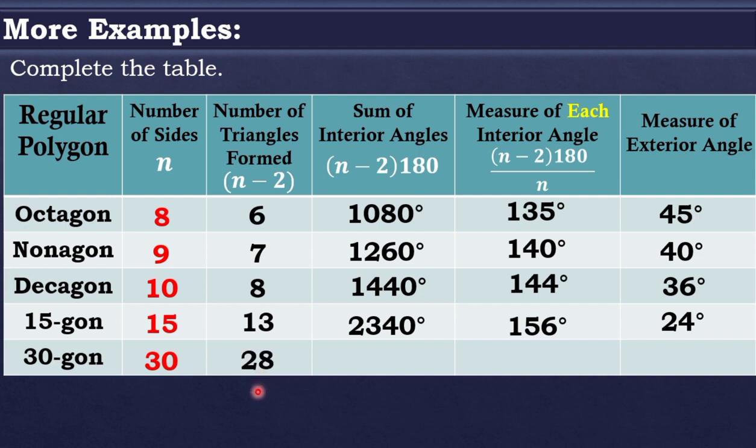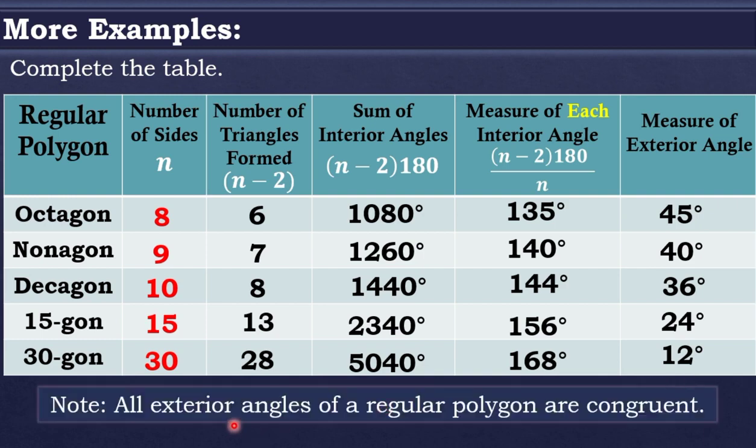And then, this is 28. So, times natin sa 180, 5,040 degrees. And then, divide lang po natin ito dito. So, we have 168 degrees. And then, for us to find the measure of the exterior angle, i-minus po natin ito sa 180. We will get 12 degrees. Okay.